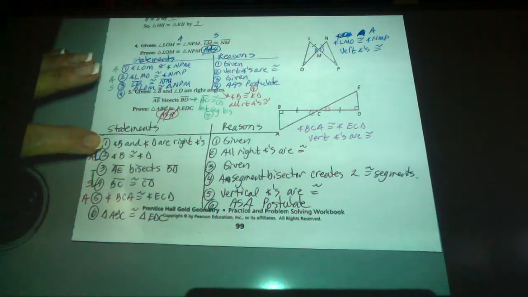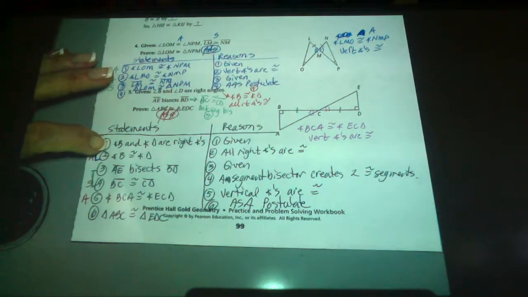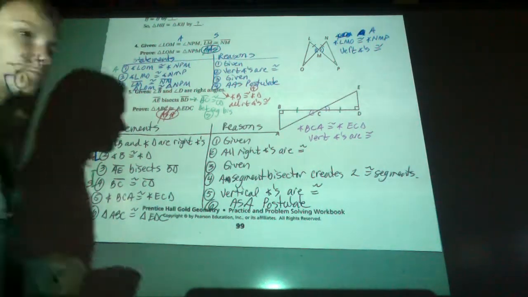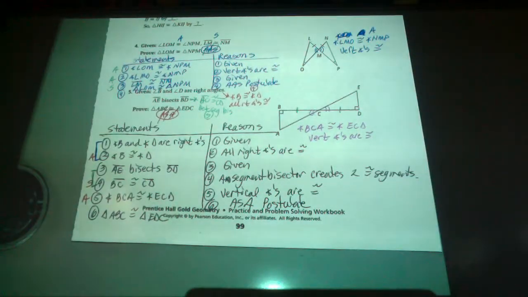Did you have your given? Oh, okay. Yeah, you have to start with that. Yeah, you have to have the if part. So every part of the given has to be included in your proof. They must have given it to you for a reason.